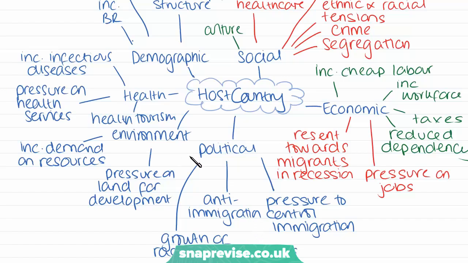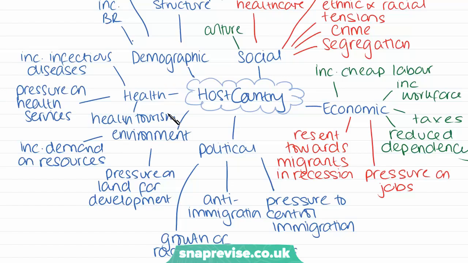Environmentally, there'll be pressure on land for development, for building new homes, roads, housing and other infrastructure to support the increase in population, and also simultaneously an increased demand for resources such as energy, water and food, and this is going to put pressure on natural resources.